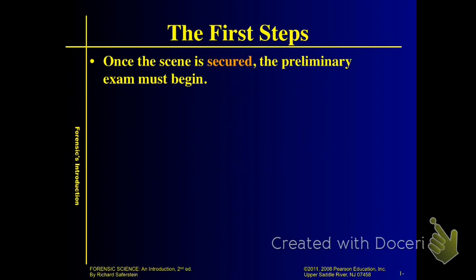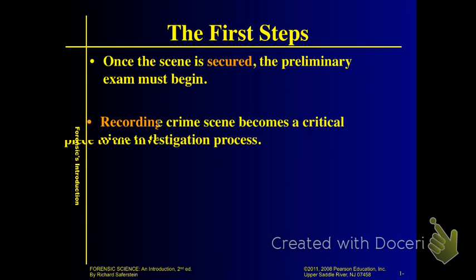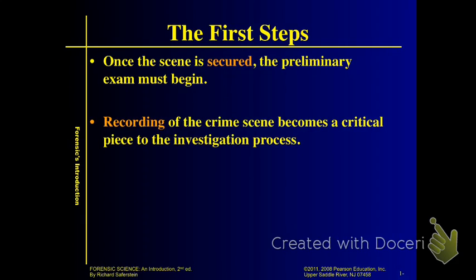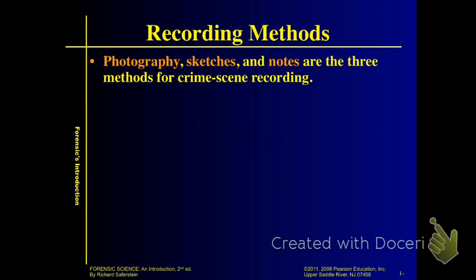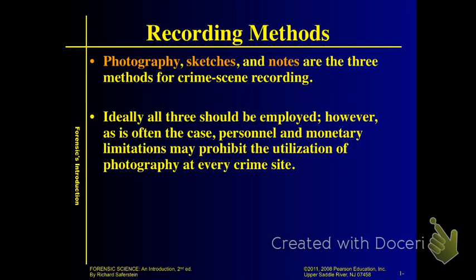Once that scene is secured, the preliminary exam has to start. And then the crime scene is recorded. There are three main ways that a crime scene is recorded: photography, sketches, and notes. Ideally, all three are going on at the same time, but it's not always possible.